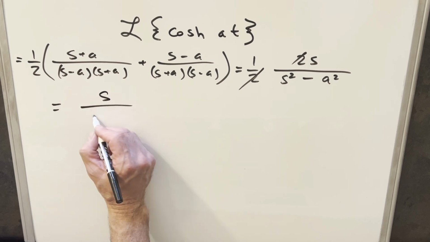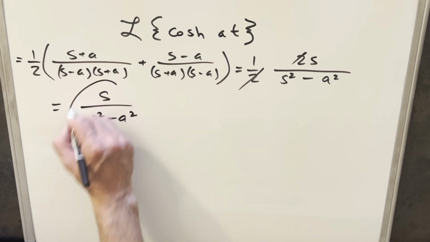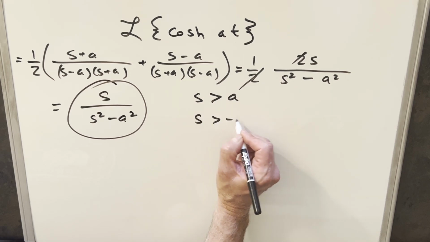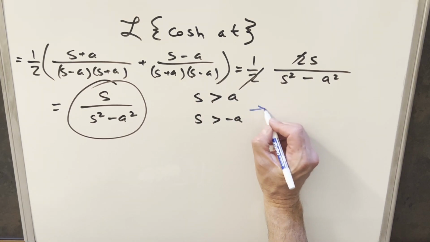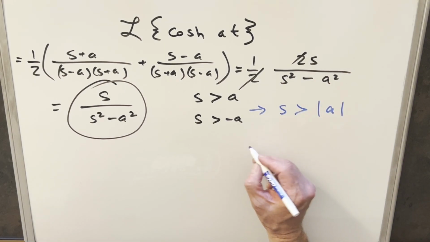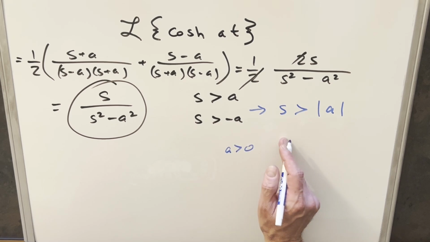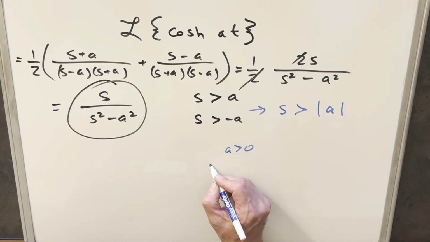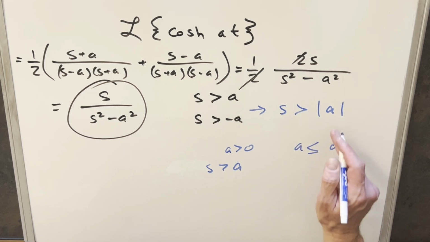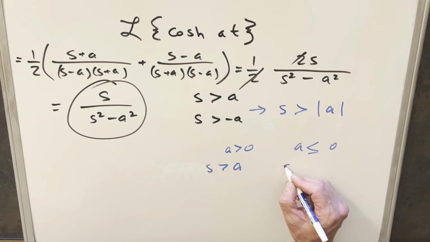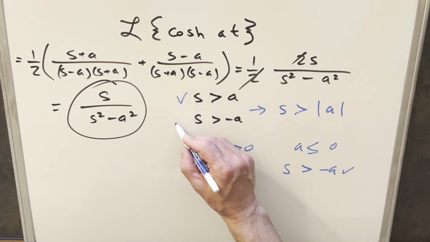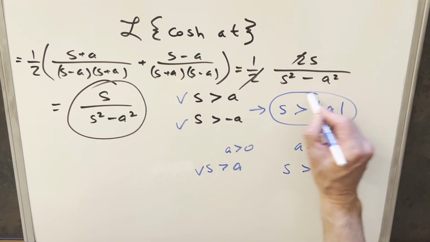It's just going to be s over s squared minus a squared, but we do need to look at this condition because we have s greater than a and s greater than minus a. Well, it turns out what we can do for this is we can just write this as s greater than absolute value of a. The reason this is going to work is we can look at this in cases. When a is greater than 0, then we can just drop the absolute value and we're saying s greater than a. When a is less than, we could say less than or equal to 0, then we can drop the absolute value and put a minus on it, and then we get s greater than minus a. But this is the same as this, so we'll use this condition on this formula.